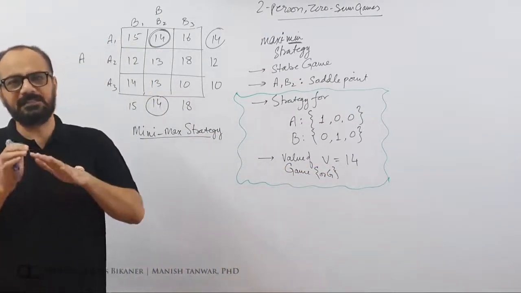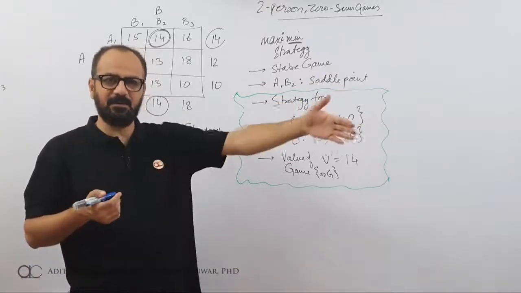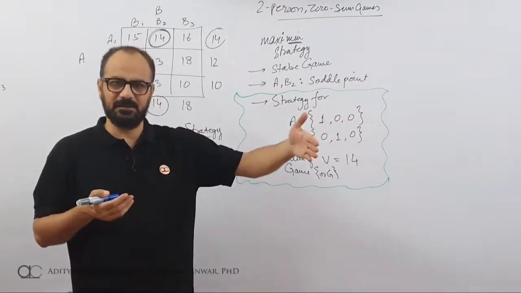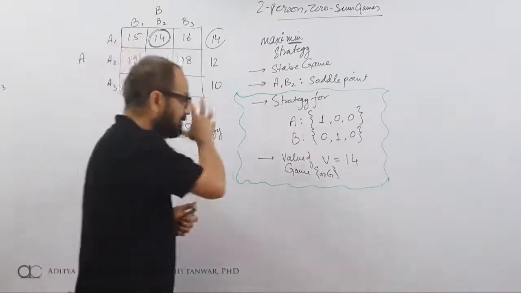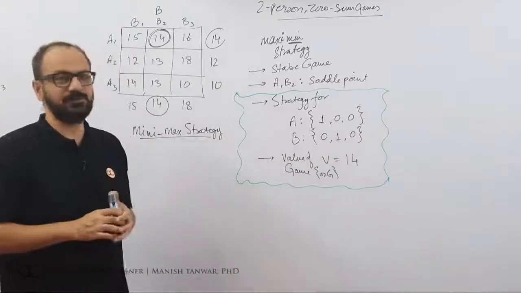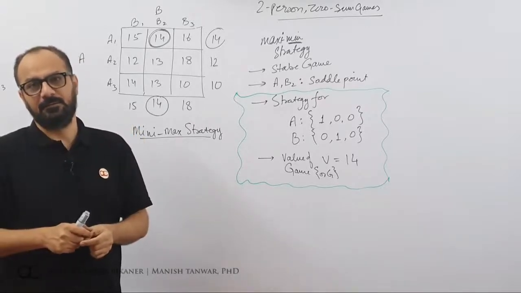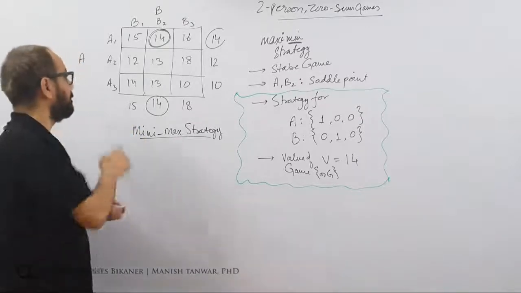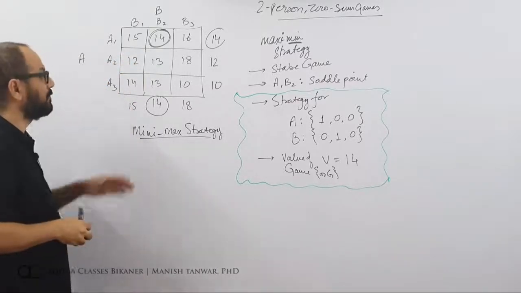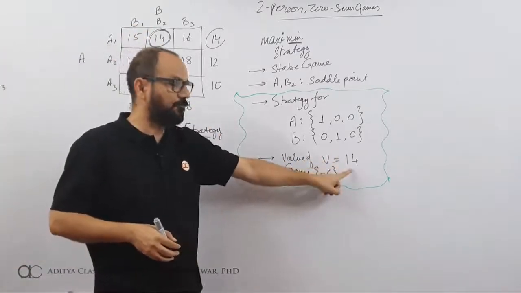What do we mean by value of game? Value of game is if this game is played over an extended period, if this game is played n number of times. If this game is played 10 times, 14 times, 100 times, then return of this game will be 14. Remember, this is plus 14. Plus 14 for whom? Plus 14 for A or B? Plus 14 for A. Because we know that this game is written from perspective of A. So value of this game is 14.